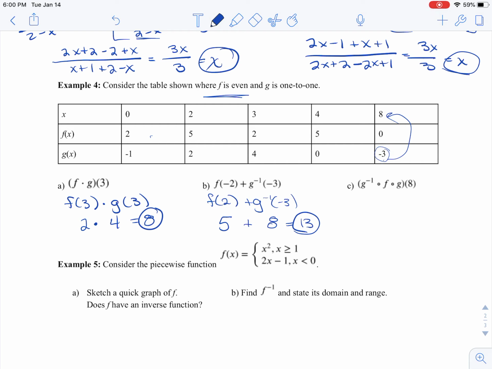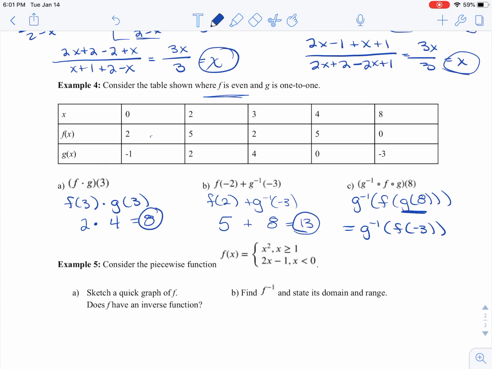Okay, and then here we have some composition. And so we want g inverse composed with f composed with g of 8. So this is the same thing as g inverse of f of g of 8. Okay, and we're going to start kind of inside and working our way out. So g of 8 we know is negative 3. So this is the same thing as g inverse of f of negative 3.